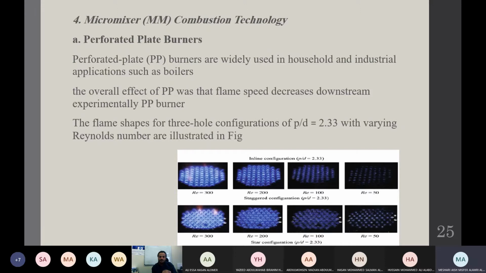The fourth one is micro-mixer combustion technology. There is the perforated plate burner. The perforated plate burner is widely used in household and industry applications such as boilers. The overall effect was flame speed decreasing downstream experimentally in the perforated plate burner. The flame shape for three-hole categorization of D over A equals 2.3 depends on the Reynolds number as shown in the figure.